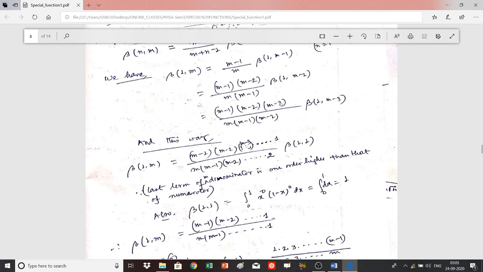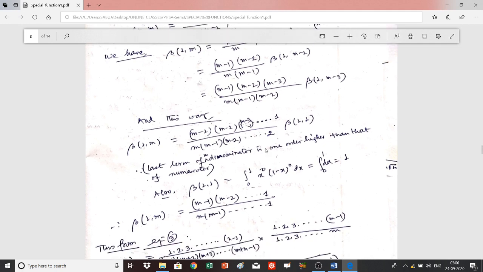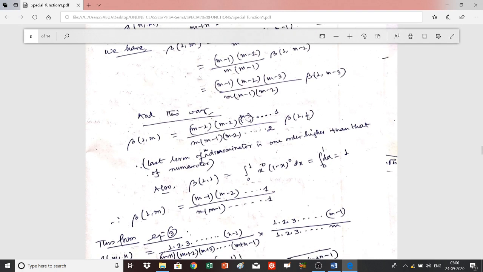See, here is 3 and here is 2. So in the denominator, the last term is 1 order lesser than that of the numerator. So if here it is 1, then here it will be 2. So 2 is here, beta 1 1. So the last term is written here. Now we wish to find out beta 1 1. Beta 1 1 is the integral from 0 to 1 of x to the power 0, since m and n are both 1 here. So this will give you 1. We have already calculated that beta 1 1 is equal to 1.